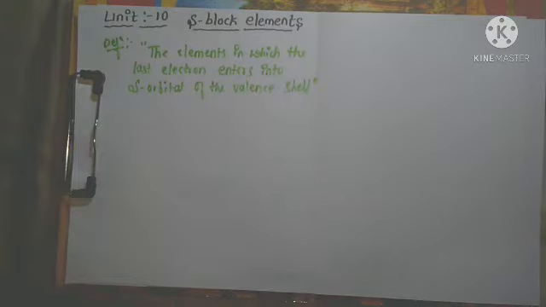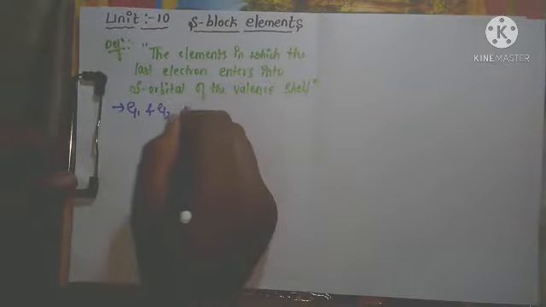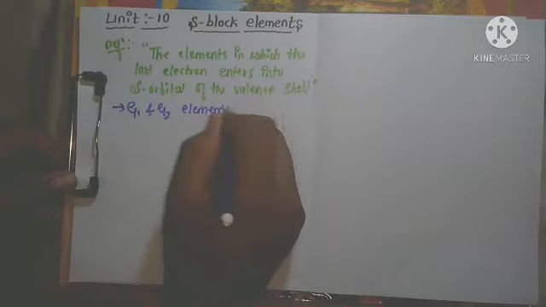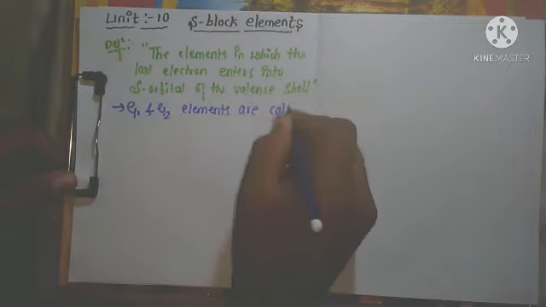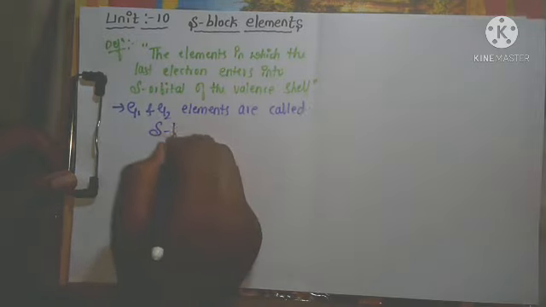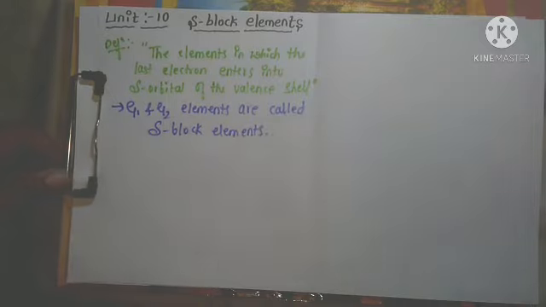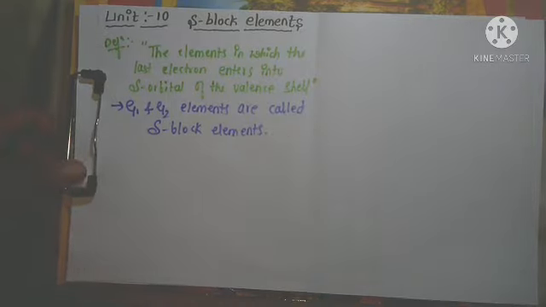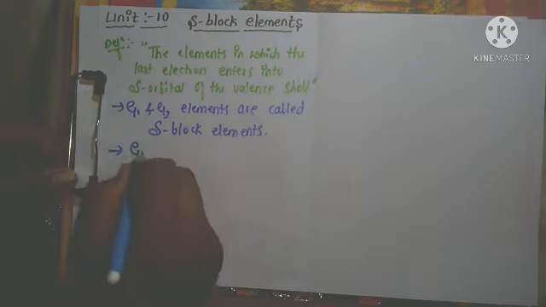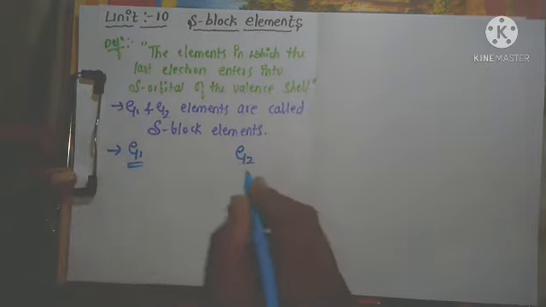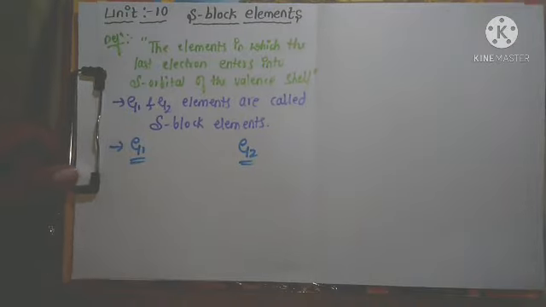Now we know that also. In the periodic table, the group 1 and group 2 elements are called S block elements. Now what are the group 1 and group 2 elements? I will write separately here. Once again I will write group 1 and group 2 elements. We will discuss. Here, one by one I will write the group 1 elements. What are those?